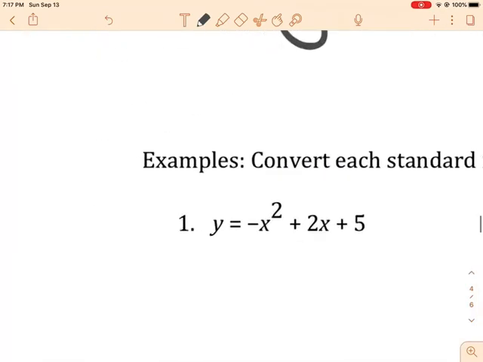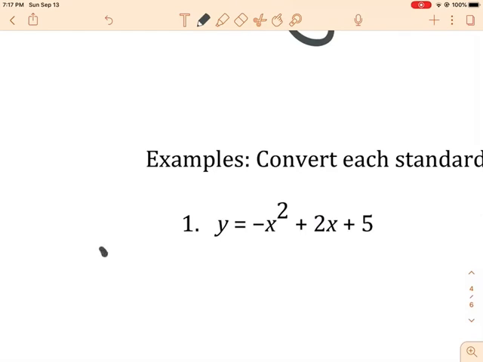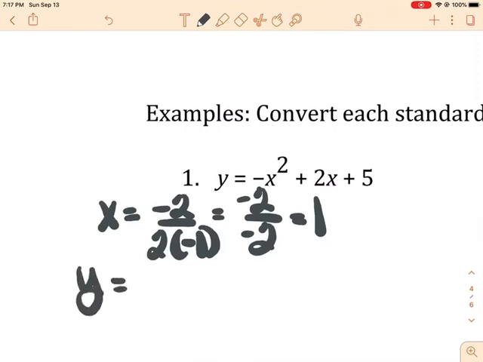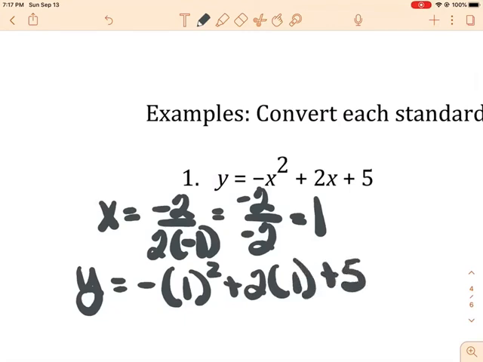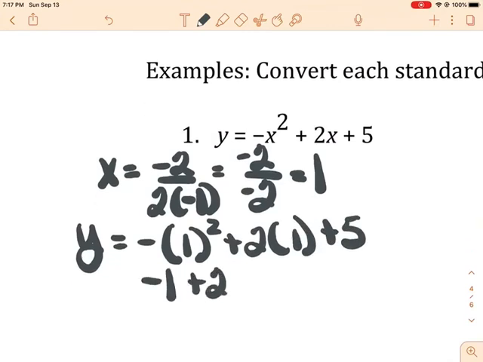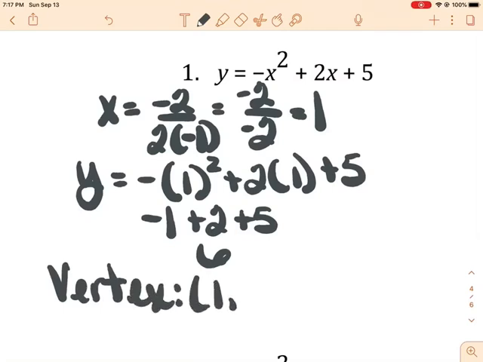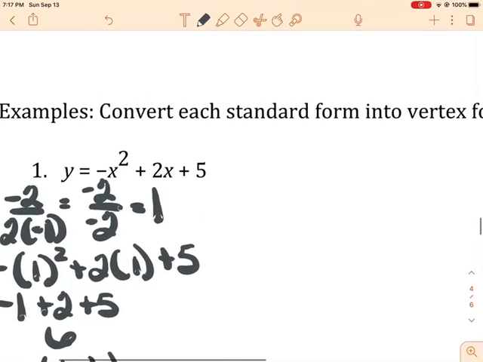All right, so let's try this one. All right, so we're going to find our vertex. We're going to find our y-coordinate. So our H and K, or our vertex, is (1, 6). So remember, this is your H and your K. Okay. Our y-intercept is (0, 5), and so that's my point.